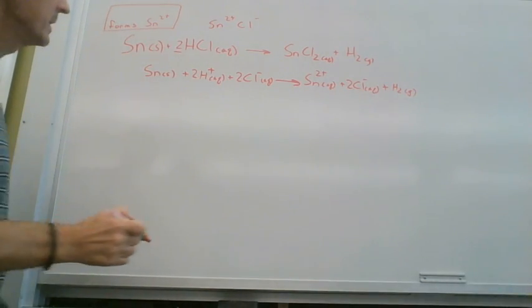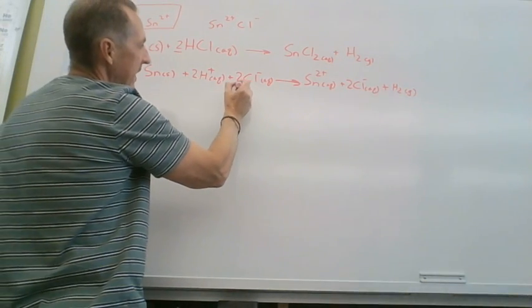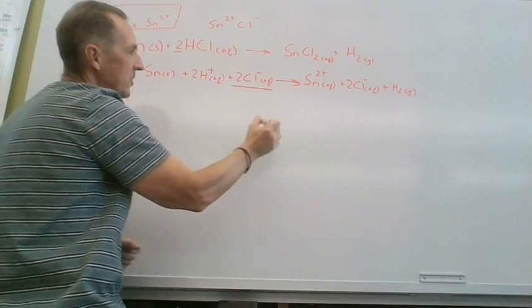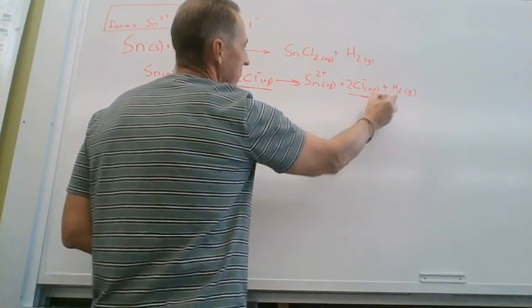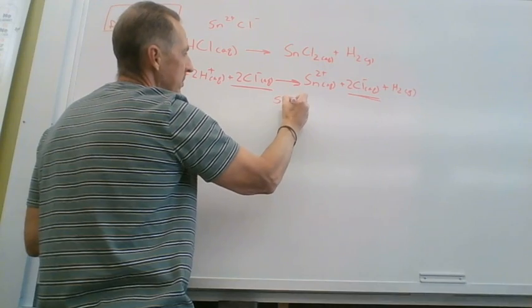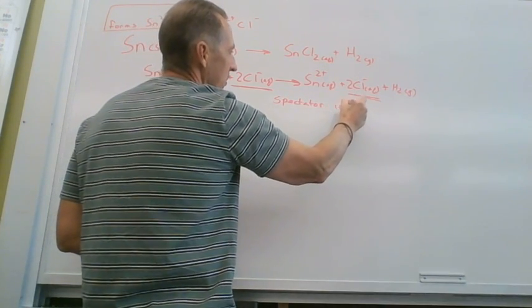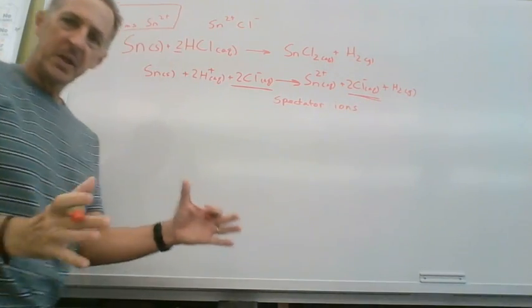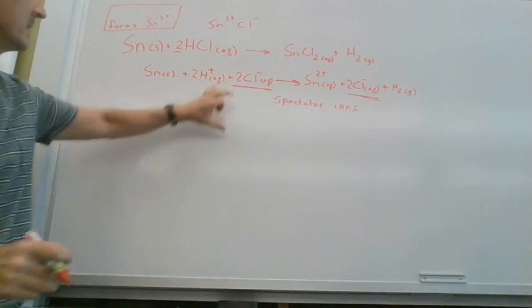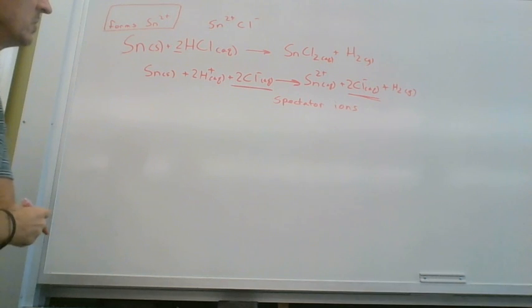So we're seeing something new here. On this side of our chemical equation, we have 2 chloride ions. On this side, we have 2. So those are what are called spectator ions. They're not taking part in the chemical reaction. They're just floating along in the solution, balancing the positive and negative charges.